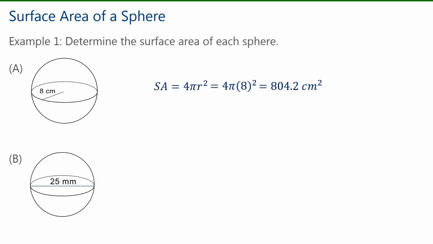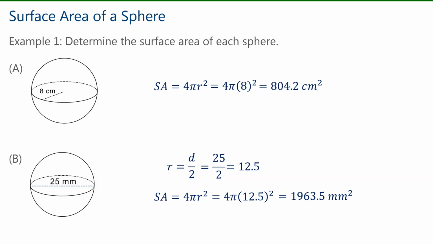Now in B, I notice that we're given the diameter. So let's start by finding the radius. And we do that by dividing the diameter by 2. So 25 divided by 2 would give us 12.5. So in our formula here, let's replace r with 12.5. Now when you enter that into the calculator, you should get a surface area of 1,963.5 millimeters squared.